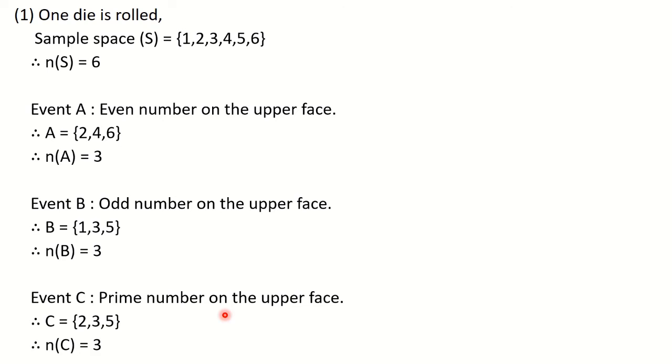Now third one, event C, prime number on the upper face. Find out the prime numbers from here. 1 is neither prime nor composite, so you have to start with 2. The prime numbers here are 2, 3 and 5. So write them in the set form. C is equal to inside the curly bracket 2, 3, 5, and N of C is equal to 3. In this way you are going to write down the answer. Okay, so copy it down.